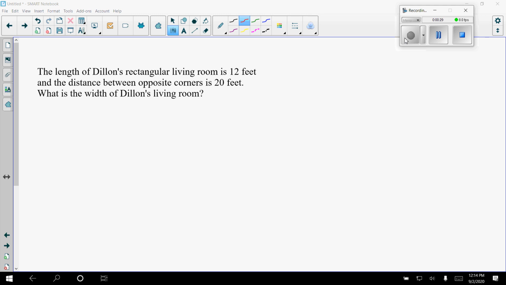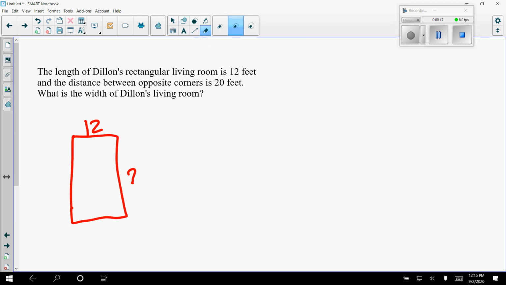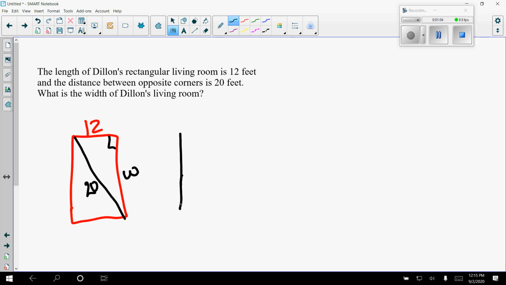The length of Dylan's rectangular living room. So right away, I know that I have a rectangle. Oh, sorry. It's 12 feet, and the distance between opposite corners is 20. Sometimes even I go too fast. I'm going to erase that, and I'm going to put in here that the diagonal is 20. Now it does say it's a rectangle, so that tells me that's a right angle. What is the width? So I'll call that the width.